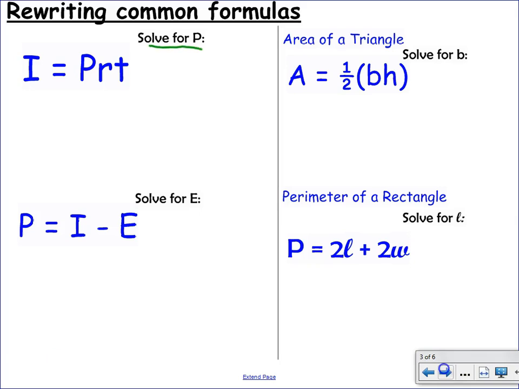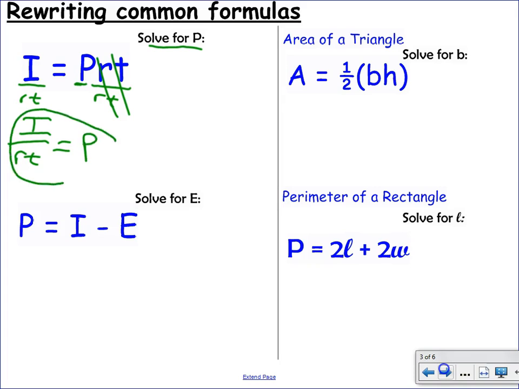So if we want to solve for p, we're going to get p alone. P is being multiplied by r and t. So let's just divide r and t on both sides of the equation. Cancels out on the right. I divided by rt. We don't know what either variable is, so we leave it. That's solved for p because p is all alone by itself. And that is our interest equals principal times rate times time formula. Use that with banking.